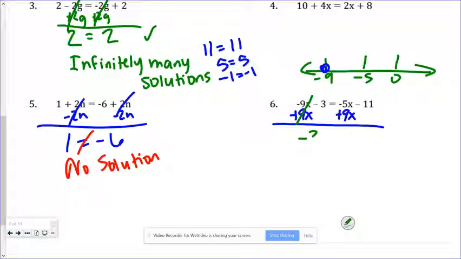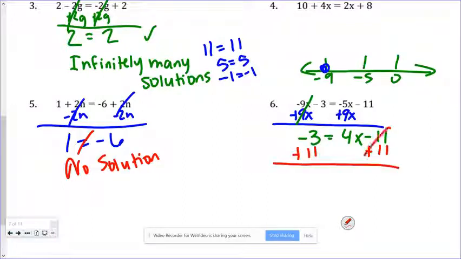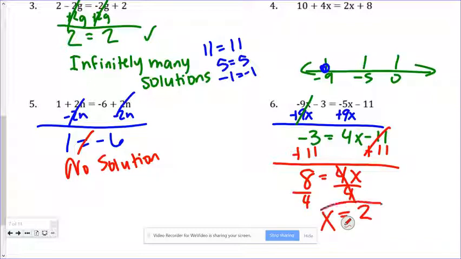So these cancel. So I have negative 3 is equal to 4x minus 11. And this is just a two-step equation. So I will add 11 to both sides. So those cancel. Then I'm left with 8 equals 4x. Divide both sides by 4. So those cancel. So x is equal to 2. All right, and there you have it. Variables on both sides of the equals sign.